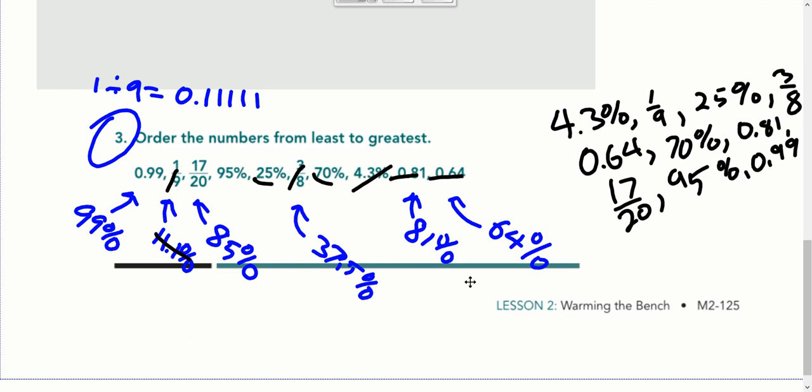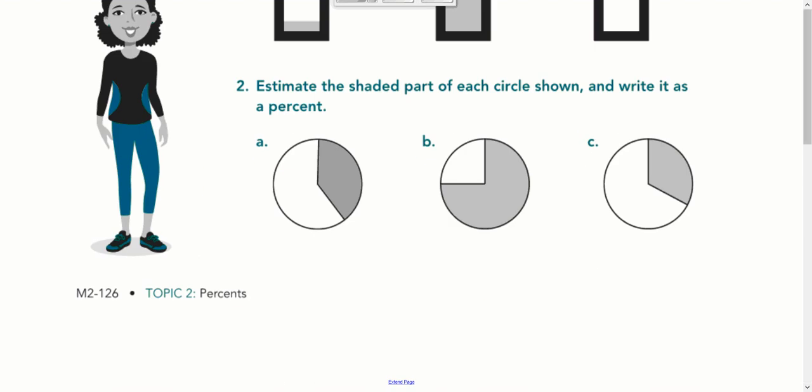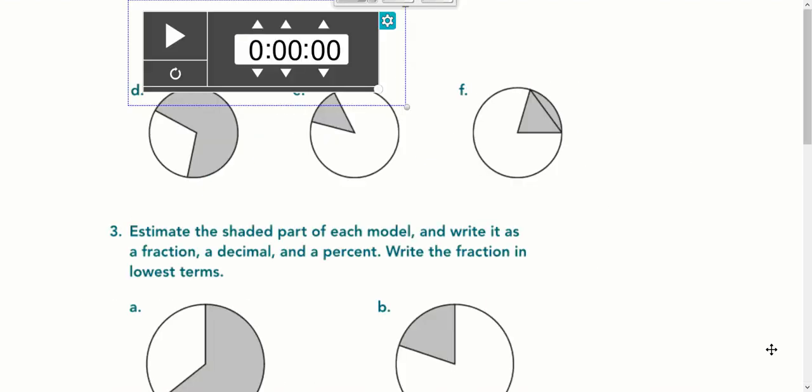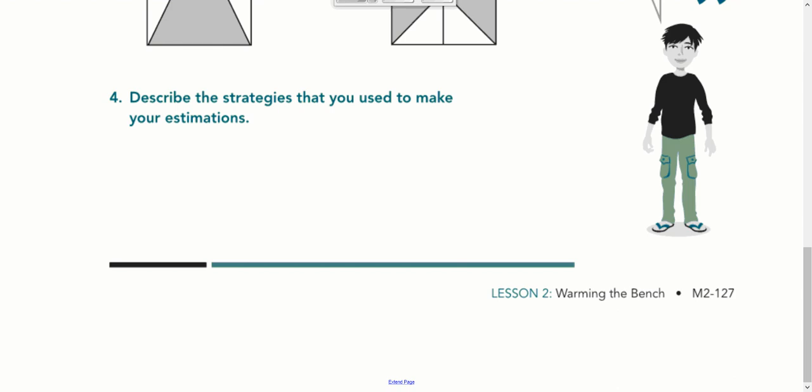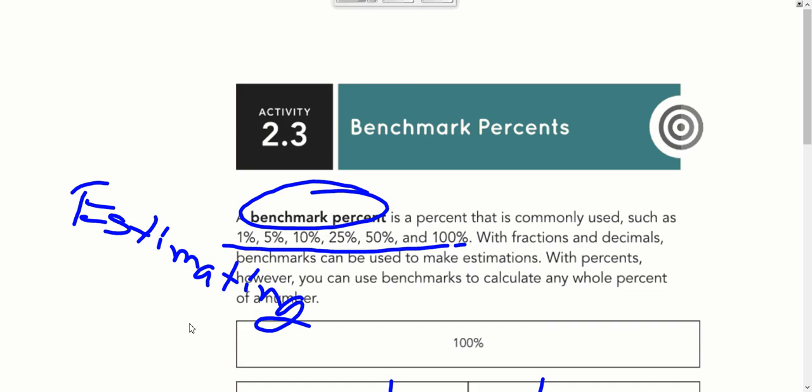So, can we move on? Alright, we are on... We're skipping this page. Yeah. Okay. We're skipping that page too. Still moving on. We are on page M2 128 if you're following along.